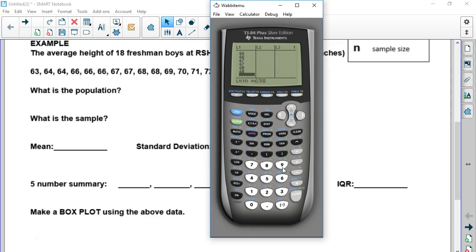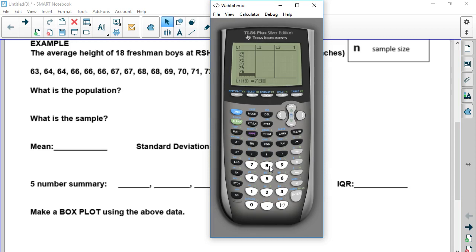69, 70, 71, 72, 73, 74, 76, and 78. Now, one of the main errors in statistics is simple stuff like entering in the wrong number or the wrong number of numbers, like leaving one off or putting an extra one in.